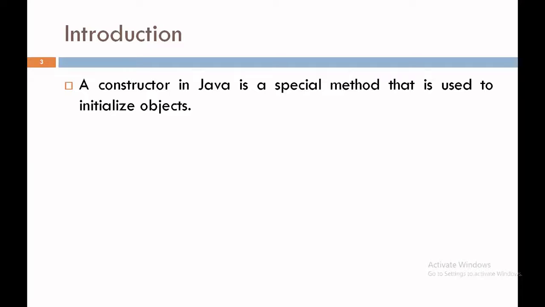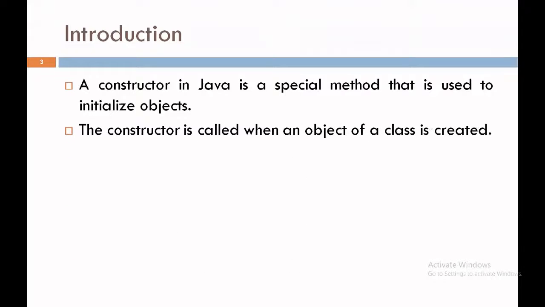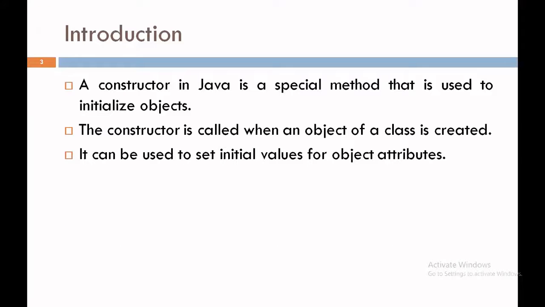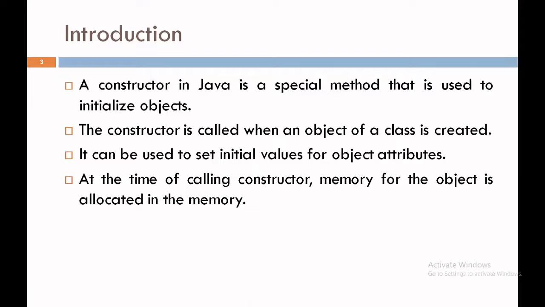A constructor resembles an instance method in Java, but it is not a method because it does not have any return type. In short, we can say that constructor and method are totally different. The constructor is called when the object of the class is created. It can be used to set the initial value for the object attribute. At the time of calling a constructor, memory for the object is allocated.